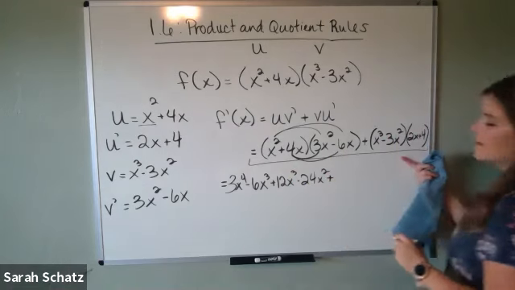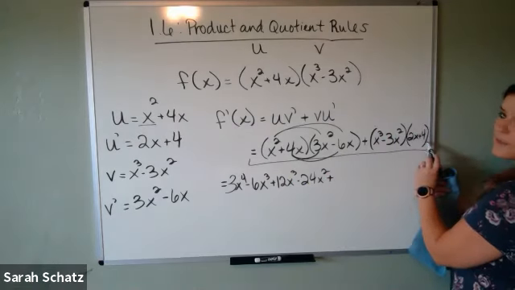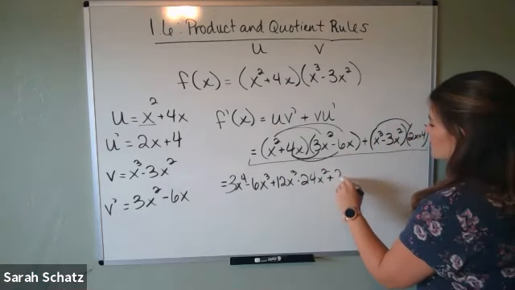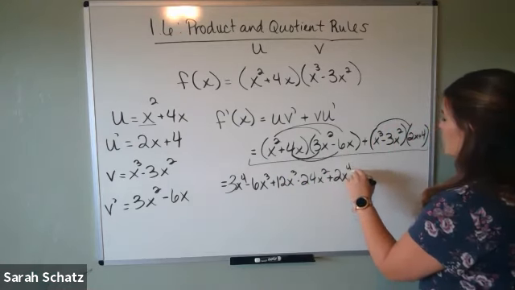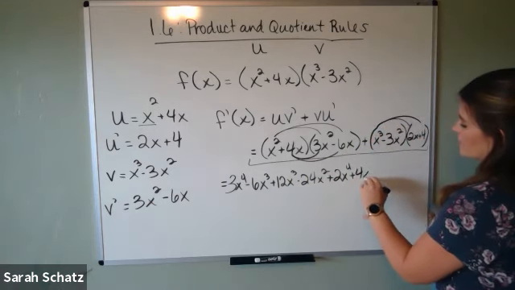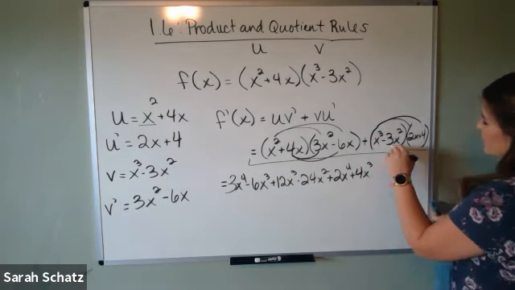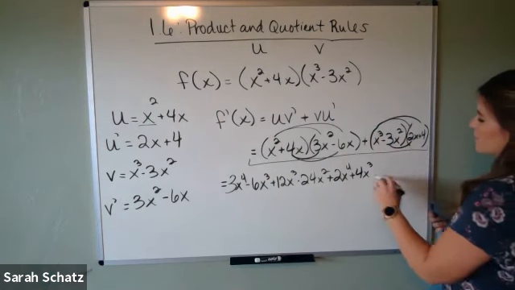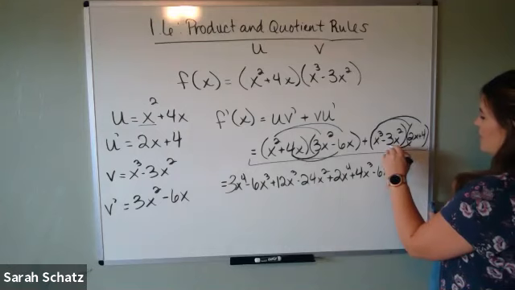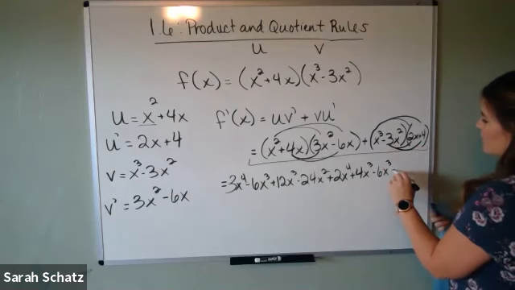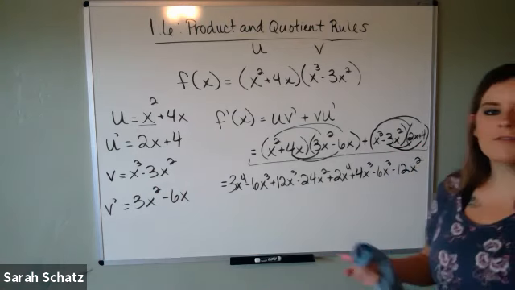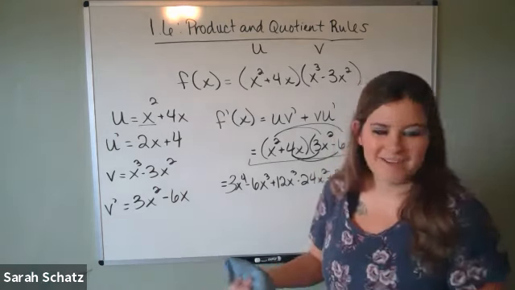Plus, now we have this FOIL. Remember, this is 2x plus 4. I know it's hard to see. But x cubed times 2x is 2x to the 4th. X cubed times 4 is 4x cubed. Negative 3x squared times 2x is negative 6x cubed. And then negative 3x squared times 4 is negative 12x squared. All right, so not the worst thing we've ever done, right?